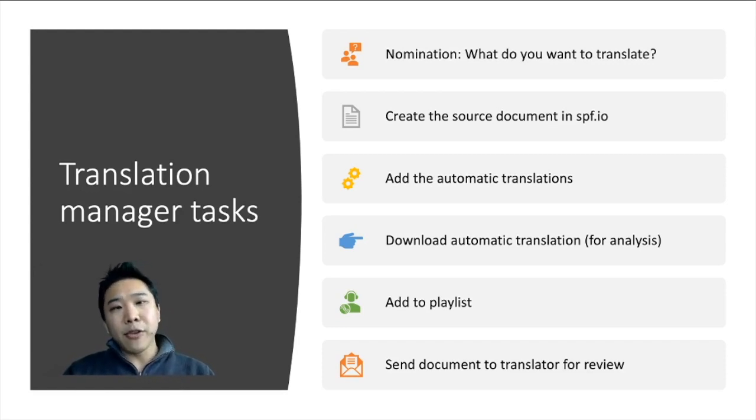Second, you're going to create those documents in the original language in Spiffio. Third, you will add automatic translations of those documents into the languages that you want to translate it into. Now, if you want to actually analyze the before and after of the automatic translation and how many edits your translators had to make, you can download at this step the initial automatic translation so that the analysts can compare the results.